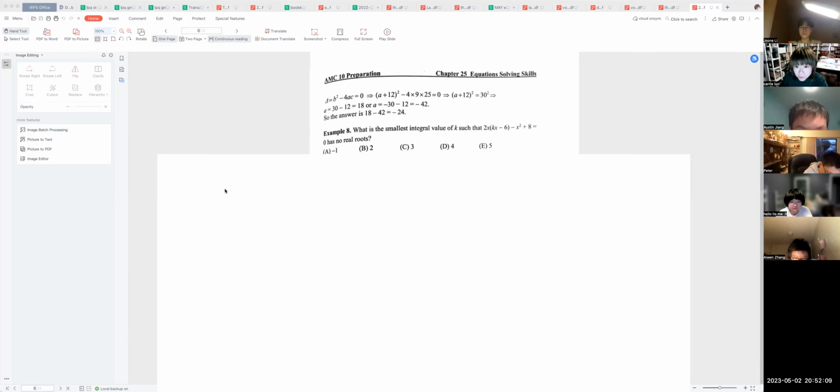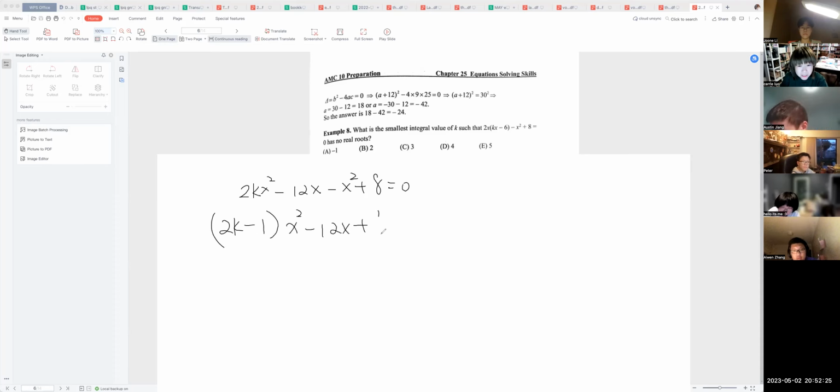Okay, so the smallest integral value. First of all, we need to expand this: 2kx squared minus 12x minus x squared plus 8 equals 0. Putting the x squared terms together: 2k minus 1 times x squared minus 12x plus 8 equals 0. Isaac, that's not right. So when does it have no real roots? When delta is smaller than 0, correct, everybody?